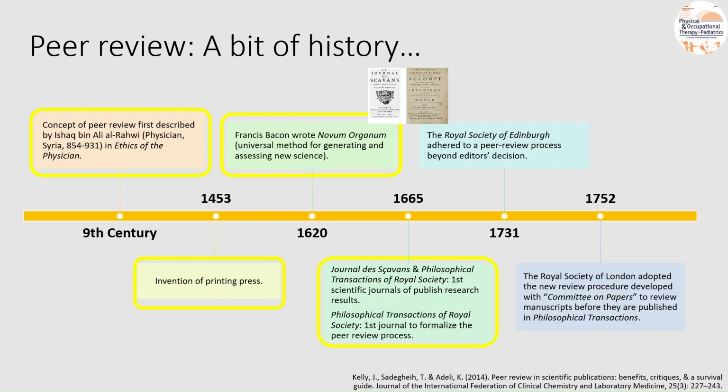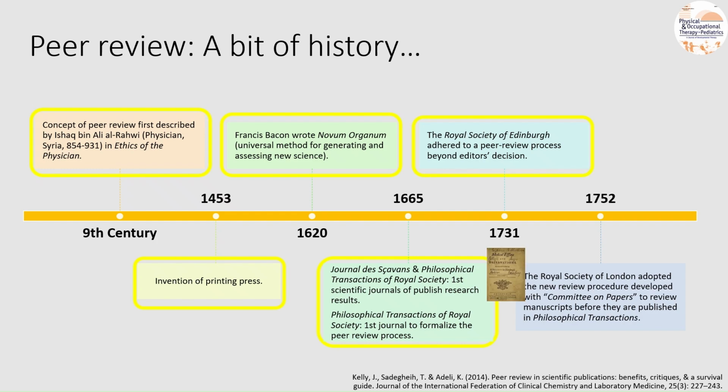In 1665, two significant journals, the Journal des Savants in France and the Philosophical Transactions of the Royal Society in England, began publishing research results. The latter is often credited as the first to implement a formal peer review process, although initially this process was mainly editorial rather than scientific in nature.